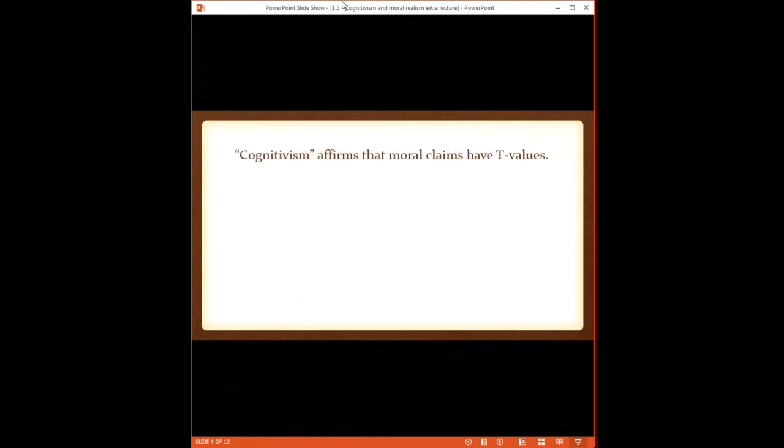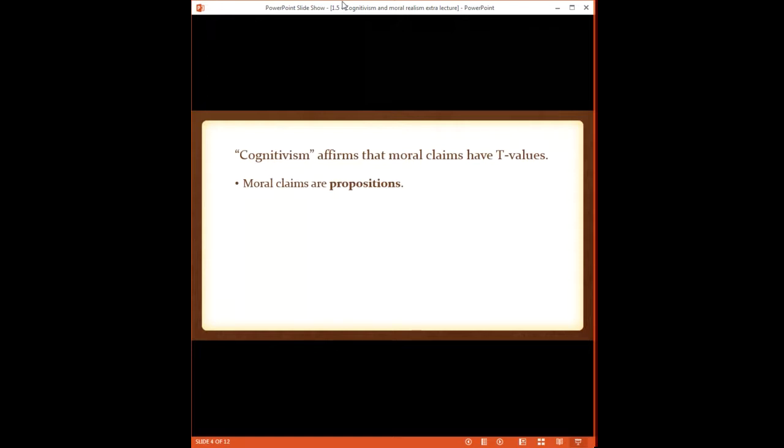So let's bullet point this. I went over a lot of that chart. So let's bullet point what's really important to understand about cognitivism. Cognitivism affirms that moral claims have truth values, that any ethical claim that you make, a cognitivist is going to say that either it's true or it's false. Now we have to think about how this works, and I'm going to do my best to explain this in an online setting.